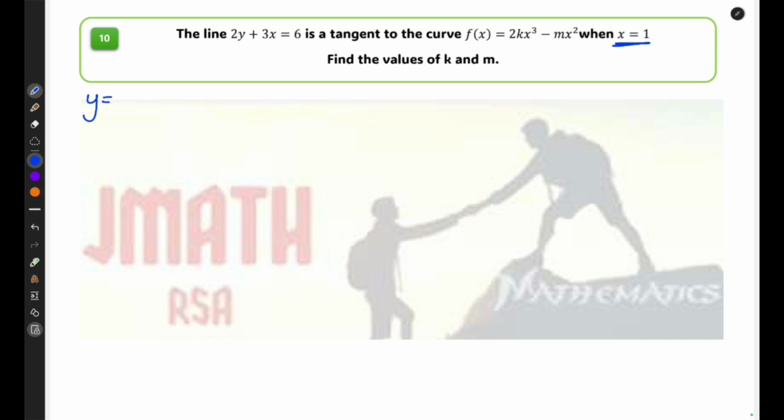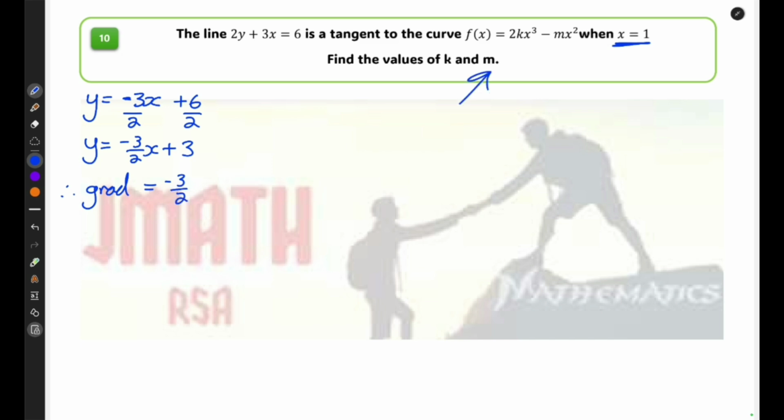So I'm going to say y is equal to, I'm going to move the 3x over and divide everything by 2. So divided by 2, divided by 2. So y is equal to minus 3 over 2x plus 3. I don't really care about the formula. I care about the gradient. So therefore, the gradient of this line is equal to minus 3 over 2.